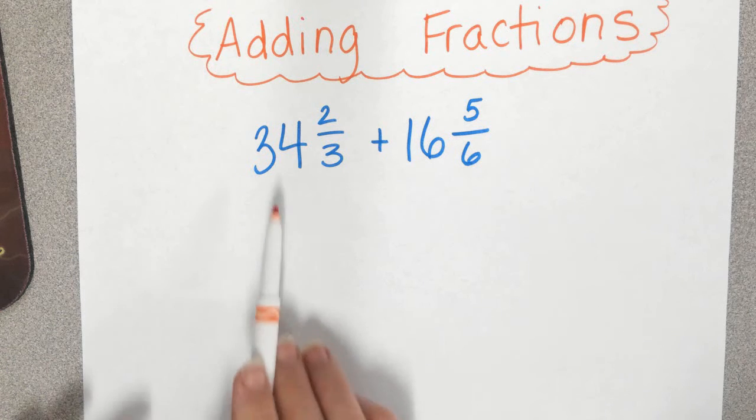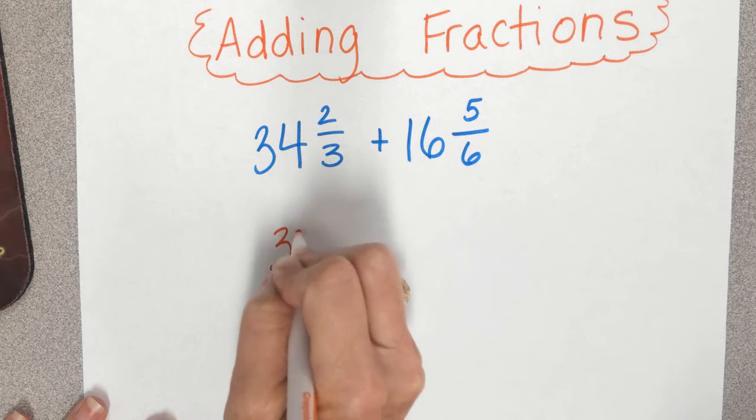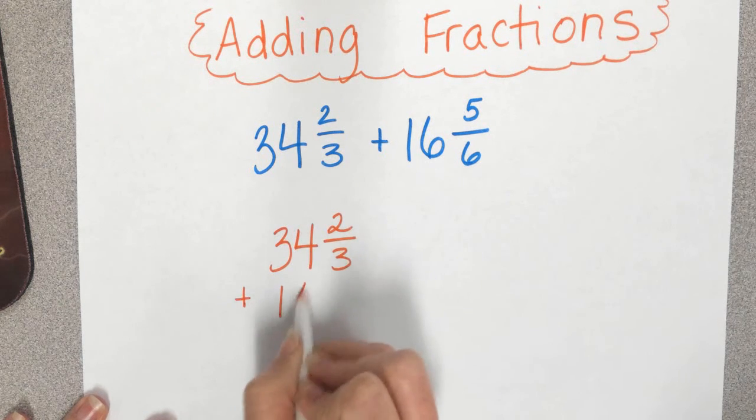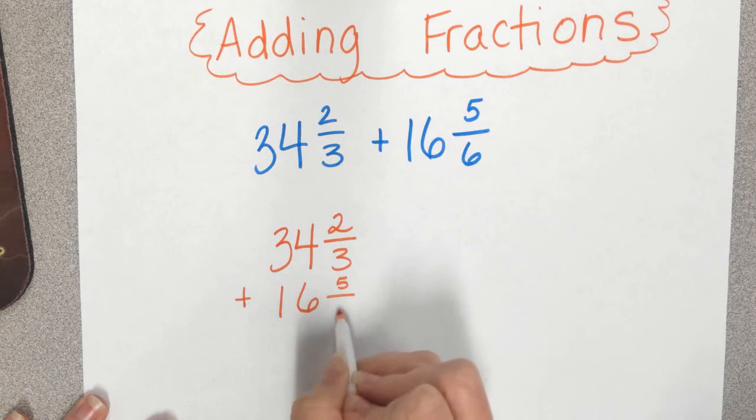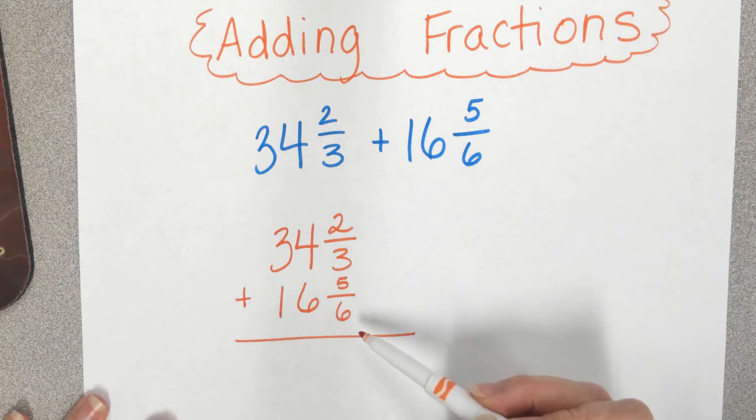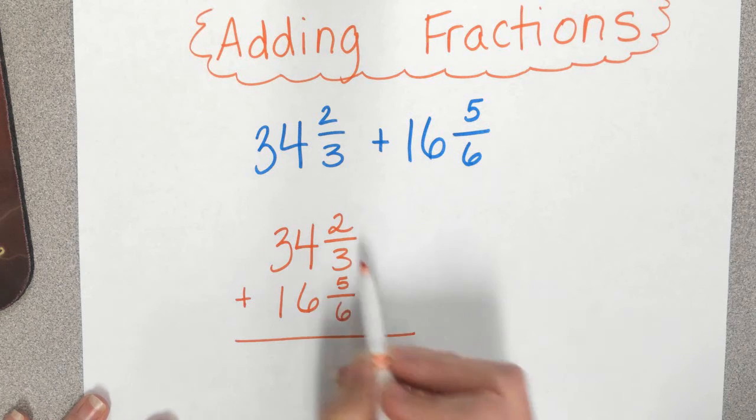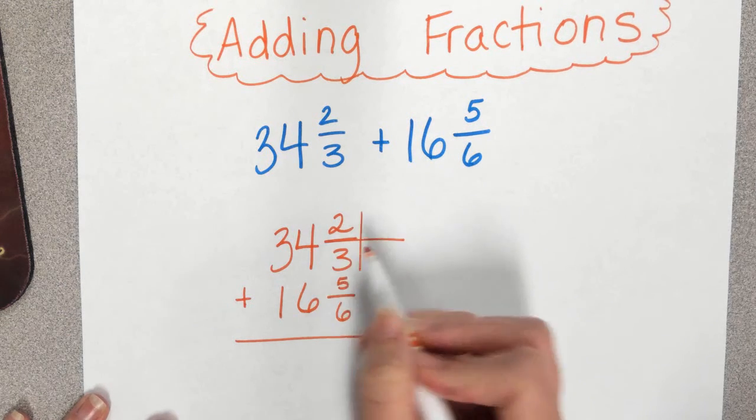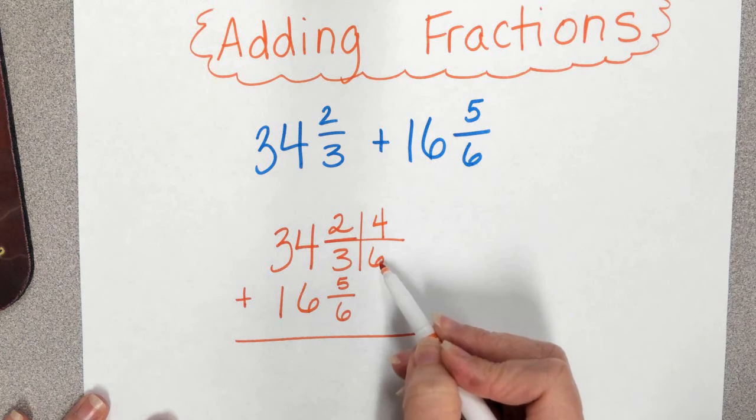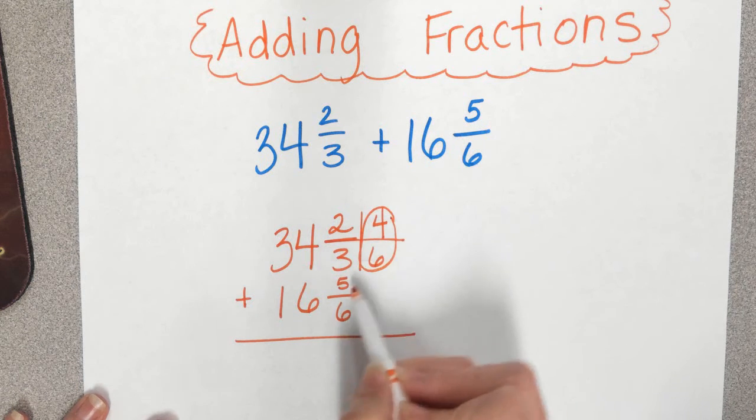And so when I'm adding 34 2/3 plus 16 5/6, I'm going to take my numbers and line them up like I would if I was adding two whole numbers. I'm going to start with my fraction first, and look for that common denominator. I see my denominators are 3 and 6, and I know that a common denominator would be 6. So I take my fraction and I build it up to get to 6. So 2/3 is equal to 4/6. So now all I have to do is take 4/6 plus 5/6.